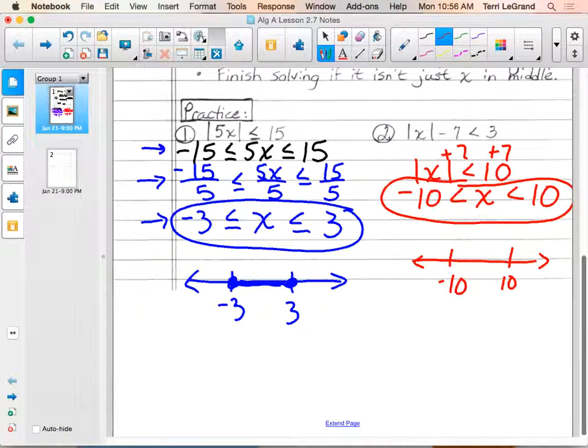Open or closed circles? Open. Open, because these guys are not included. They're too far away. They are not less than 10 units away. They are 10 units away. But all those other numbers are not.